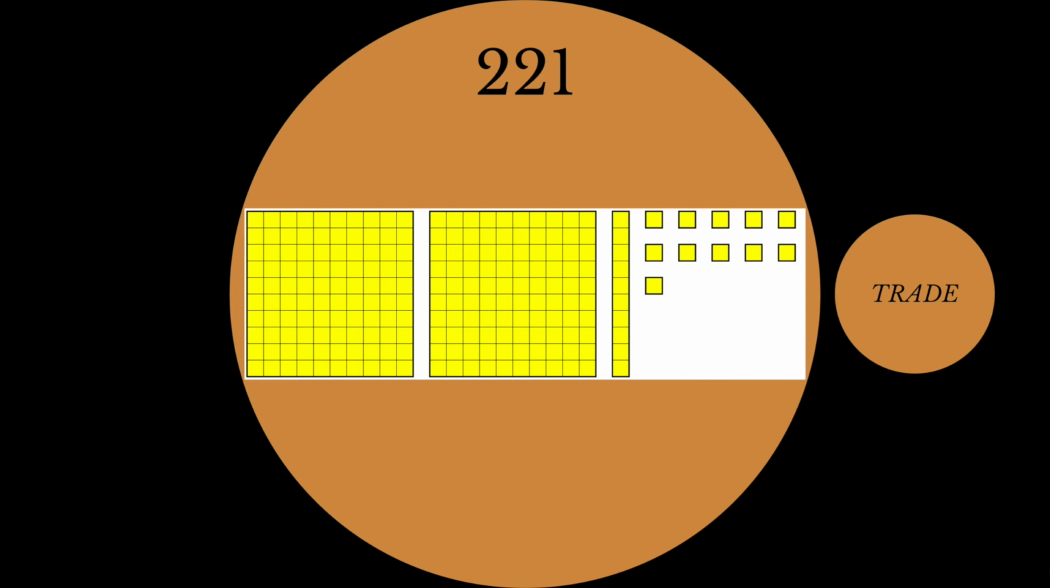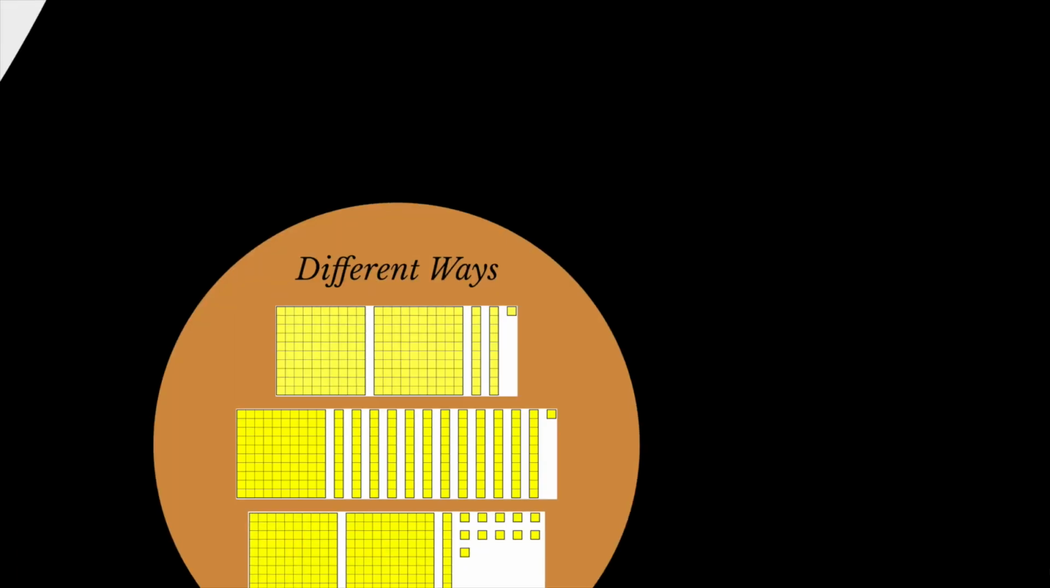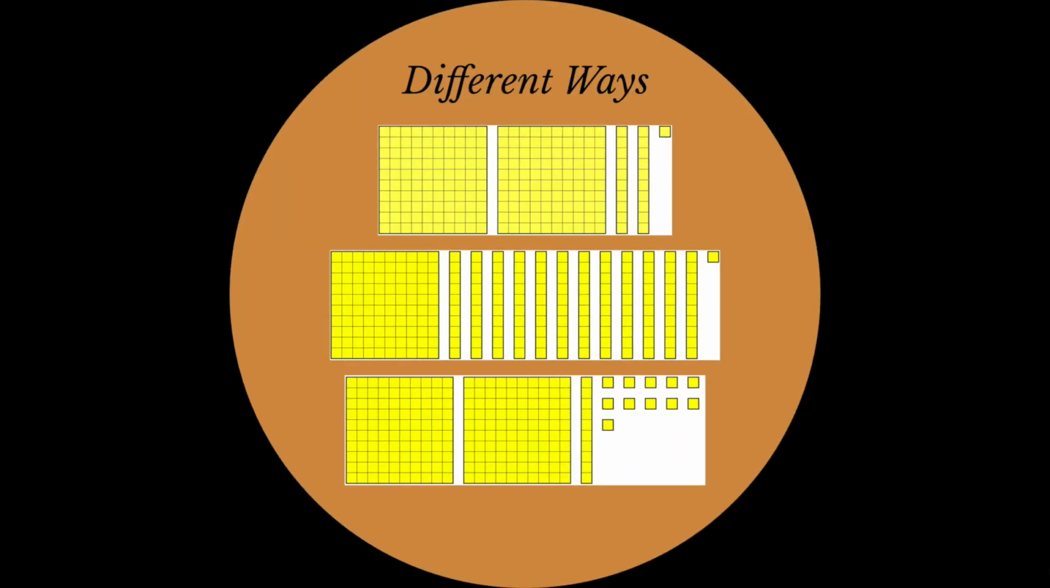A third way to show 221 would be to keep the 2 flats, but to take one of the longs and break it up into 10 cubes, or 10 ones, just like you see here. These are 3 different ways to make the number 221 using base 10 blocks. You might have had something different, and that's okay. There are many ways to make 221 using base 10 blocks. These are just a few.